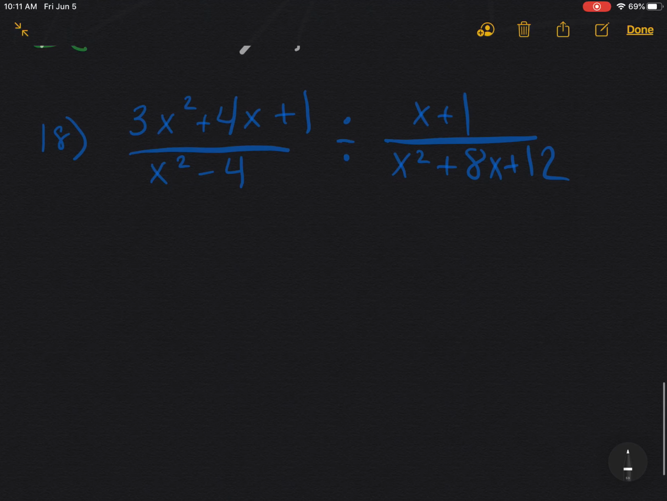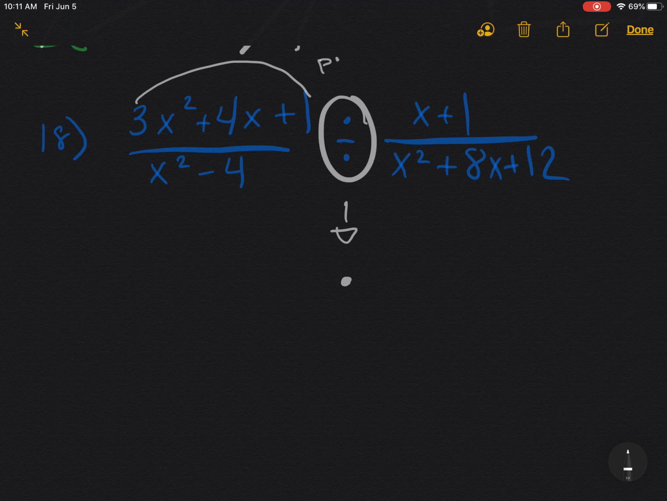All right, last problem. In the last problem, again, showing division, so we're going to have to change that to multiplication, but just to save some steps and time, I'm going to start factoring the first one. So in the first numerator, the product is 3, the sum is 4. And this is the Australian method. And again, go back to the factoring video if you don't know what I'm talking about.